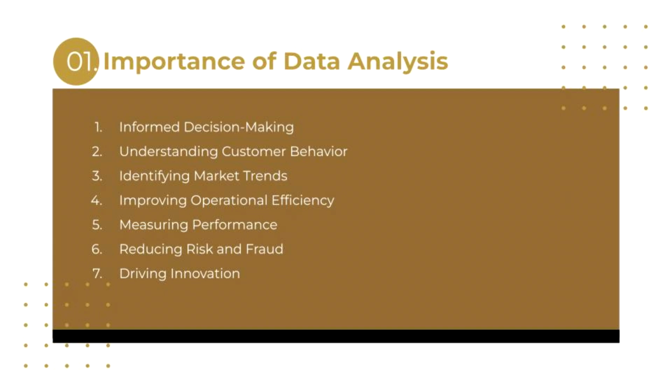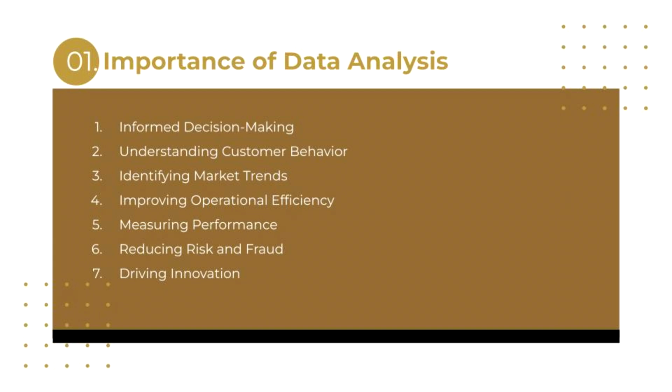Number 5, measuring performance. Companies use data analysis to track performance metrics like sales growth, marketing ROI, employee productivity, and customer retention. This allows them to assess what's working and where improvements are needed. By identifying key performance indicators, KPIs for short, businesses can set measurable goals and evaluate progress over time. Regular analysis of these metrics helps leaders make timely adjustments and stay aligned with strategic objectives.